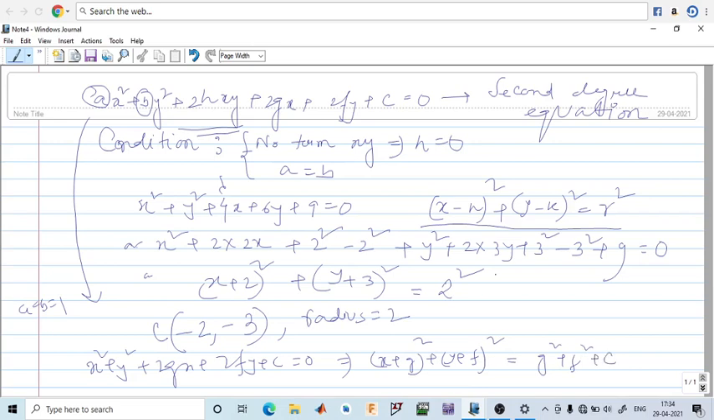So if we compare with respect to this, then I can say that the center is (-g, -f) and the radius is root over g square plus f square minus c. This is the way we are supposed to find the equation of a circle. Please change this one, please. This is minus, right? Let's go to the new page.